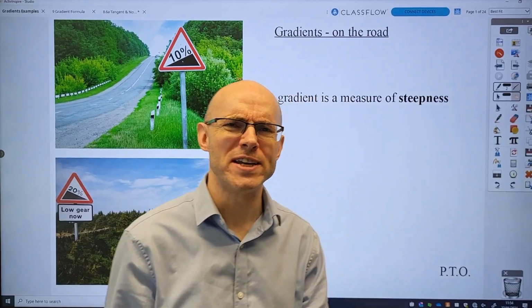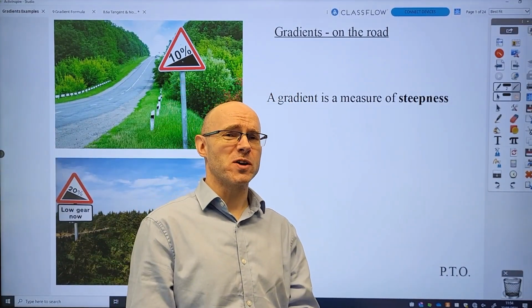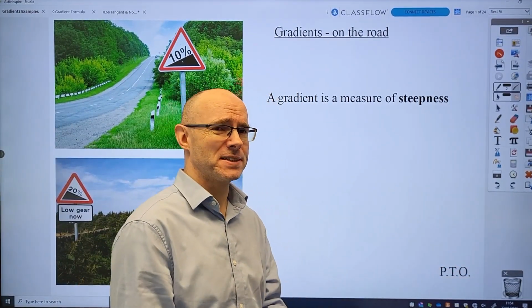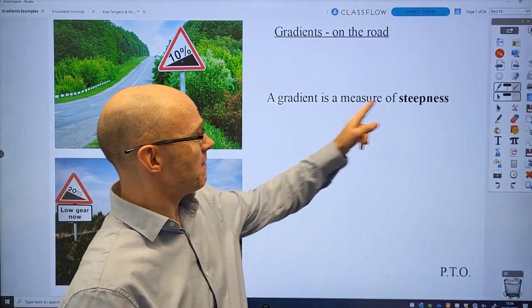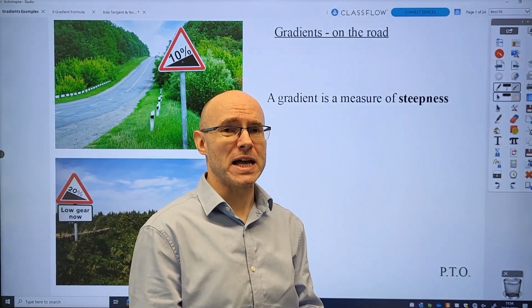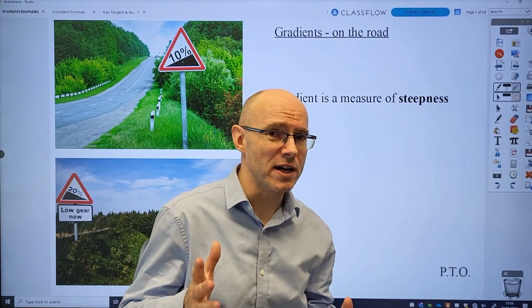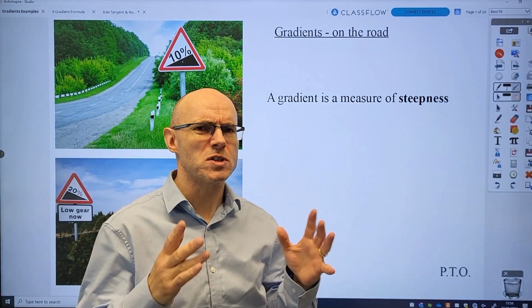What actually are gradients? Well, gradients are important to Obi-Wan Kenobi, of course, because he had the high ground. But that's another story. It's effectively a measure of steepness, how steep something actually is. It doesn't have to be straight lines, it could be curves, but it's just a measure of steepness.